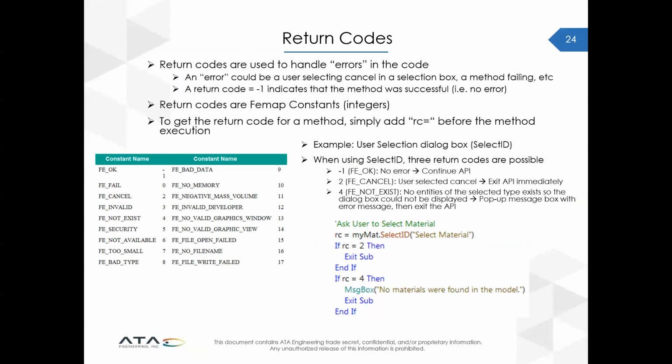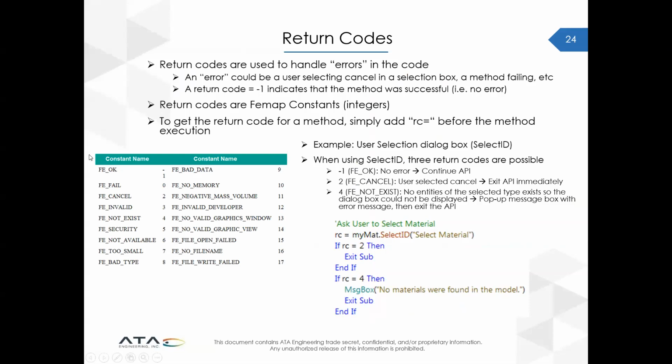So return codes are used to handle errors and other kinds of events in the code. It could be an error. It could be as simple as the user selecting cancel in a dialog box. But basically what a return code will do is, before you do, say, a select ID or really any method, you can type an RC equals, and then when it executes this method, it's going to spit out a return code. And depending on what your method is, it could give you different options.